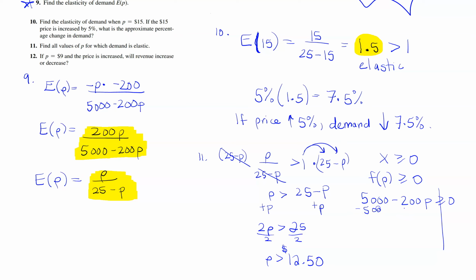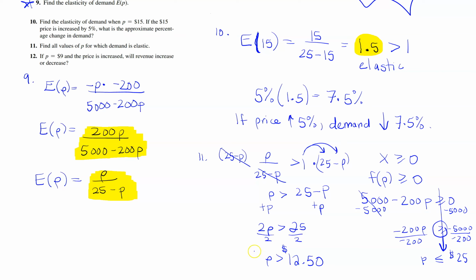I'll subtract 5,000 on both sides. And again, this is just algebra. I'm not doing any calculus here. And then we have to divide both sides by negative 200. And keep in mind, when you divide by a negative number in an inequality, it reverses the sign of the inequality symbol. So when I do that, that's going to give me my upper cap of $25. Okay, so that upper cap is set by the domain of this function. So the highest price we can set for this item is $25.